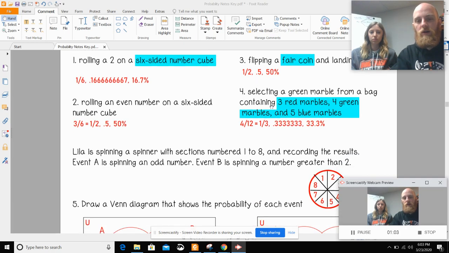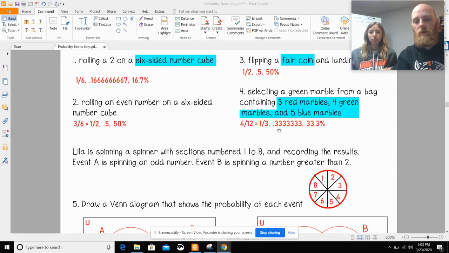Number 4, then we get down here and it says selecting a green marble from a bag containing 3 reds, 4 greens, and 5 blues. So you have to first look at how many total marbles there are. If you add 3, 4, and 5, you'll get the number 12. That's where we get 12 here. And how many green marbles are there? Well, there are 4, so we'll get 4 out of 12, right? 4 out of 12 simplifies to 1/3. If you punch it into a calculator, you get something like 0.333 repeating. As a decimal, that'll turn into 33.3%.